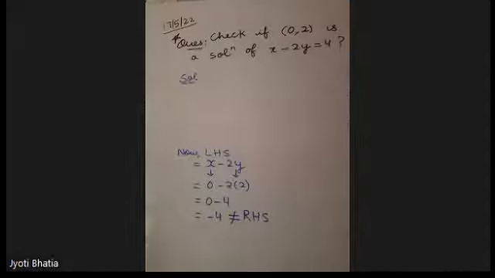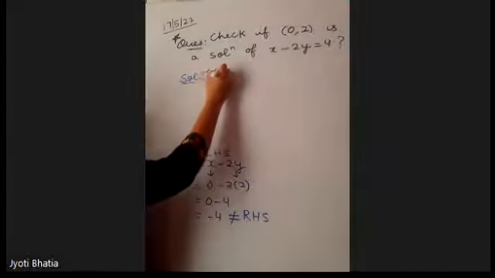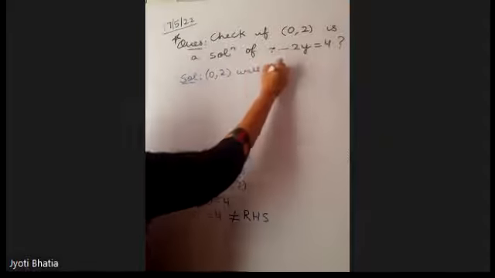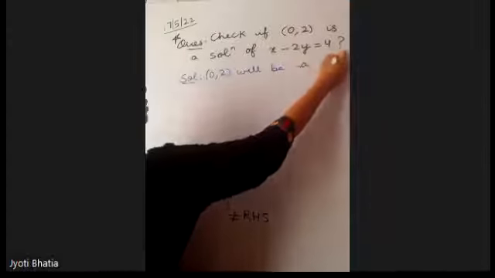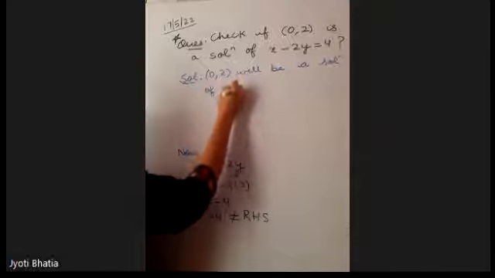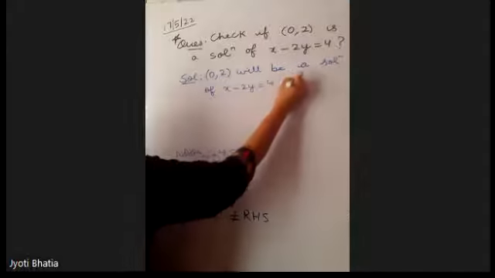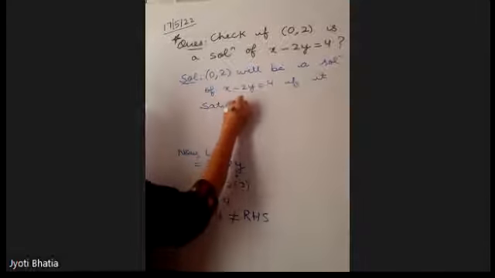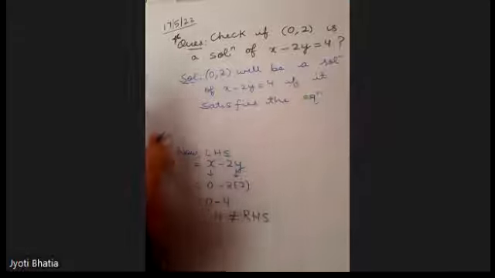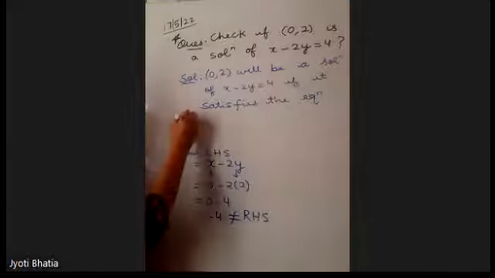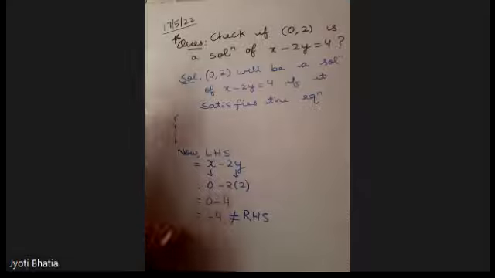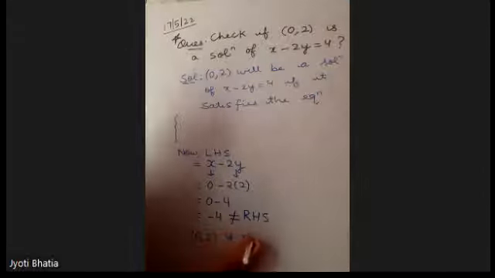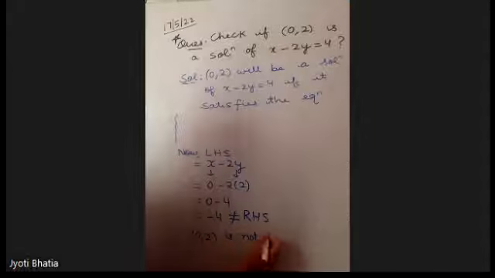So what are you going to write? (0, 2) will be a solution of x minus 2y equal to 4 if it satisfies the equation. Now, this should be in continuation, there should not be a gap. Therefore, (0, 2) is not the solution.